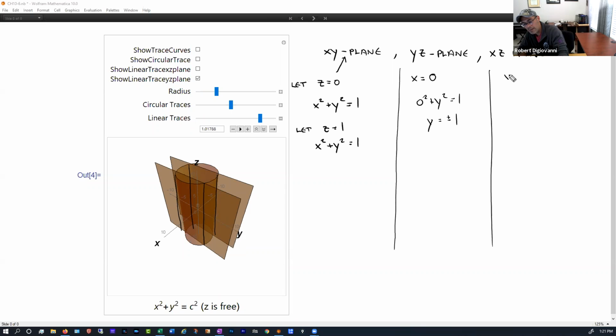What about the XZ plane? Here we let Y be zero now, right? And if we do that, we get X squared equals one. So we get X is plus or minus one. And so those are different lines, right? Those are different. That's when we come in and we hit it with planes that go in that direction.